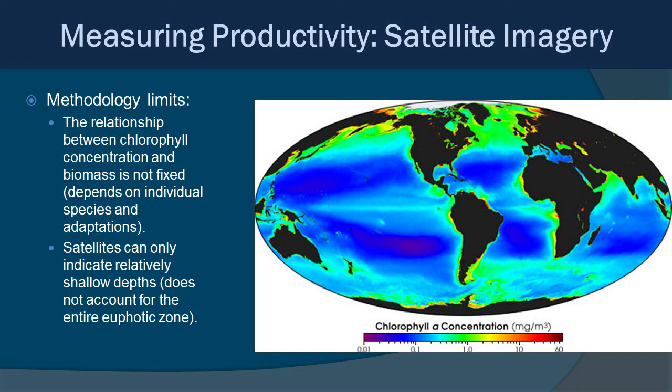Now, there are some limits to this. The relationship between chlorophyll and the concentration in the biomass is not fixed, so it depends on the individual species, so that can change. And also, satellites can only indicate relatively shallow depths, so it doesn't account for the entire euphotic zone. But it does give us a good image to monitor relatively efficiently.